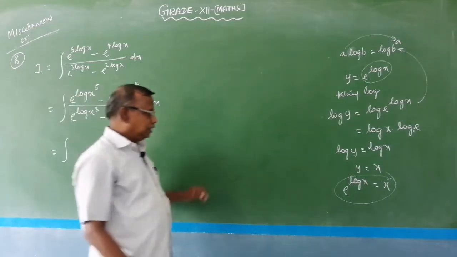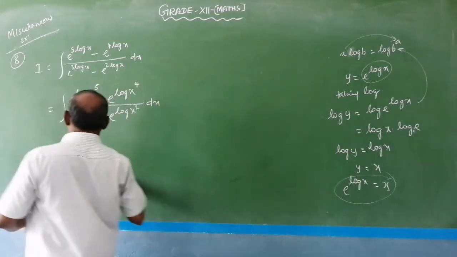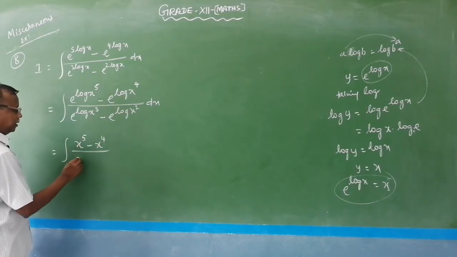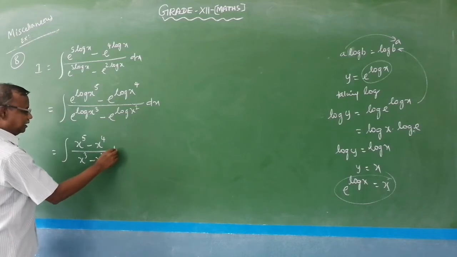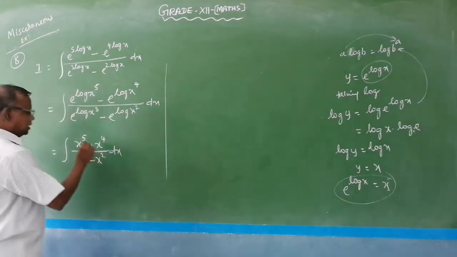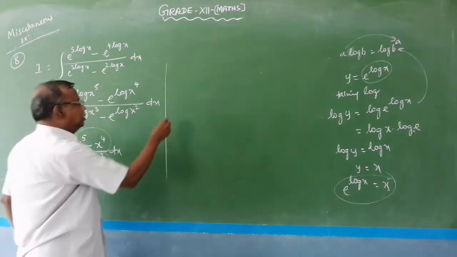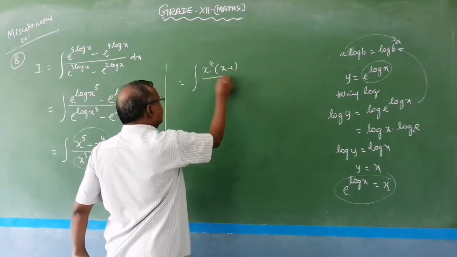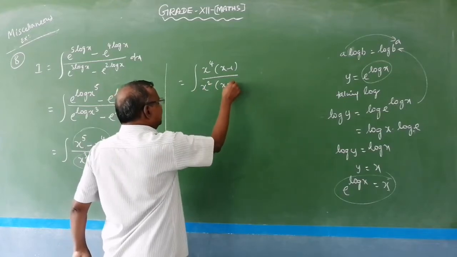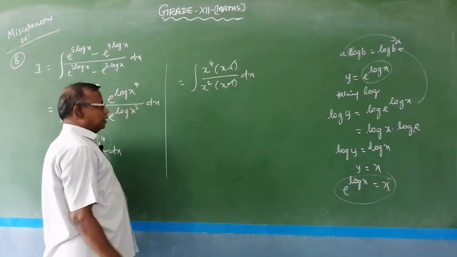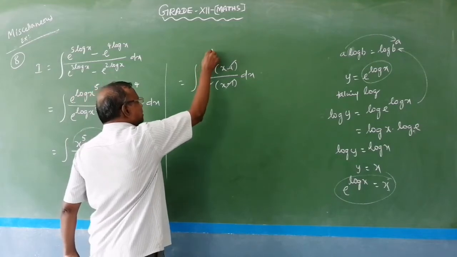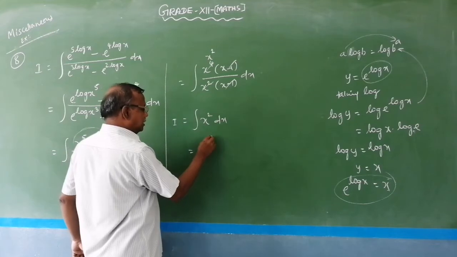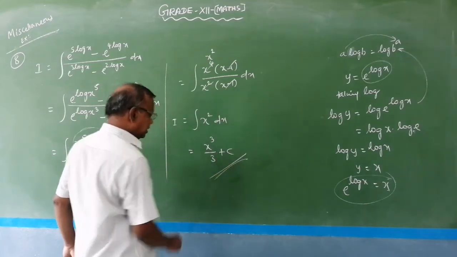Now, we know that e power log x equal to x. So, e power log x power 5 becomes x power 5 minus x power 4 divided by x cube minus x square into dx. Take x power 4 as common in the numerator and x square in the denominator. That is equal to integral x power 4 into (x minus 1), and the denominator is x square into (x minus 1), into dx. So, eliminating x minus 1, we have the numerator x square. So, I equal to integral x square into dx, whose value is x cube by 3 plus c. So, this is the answer.